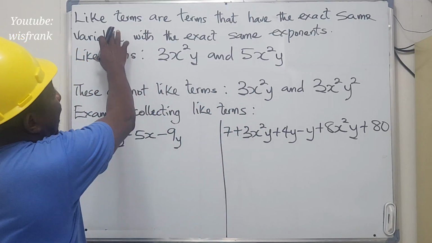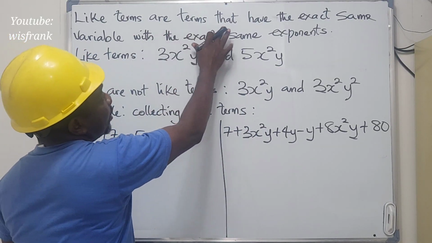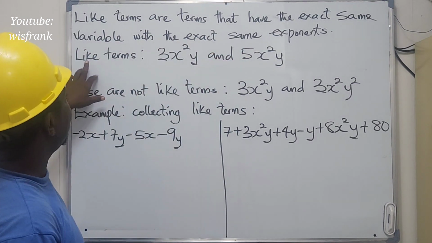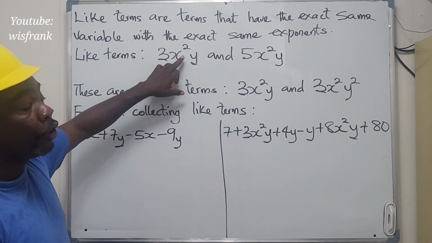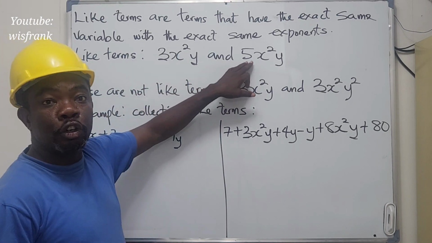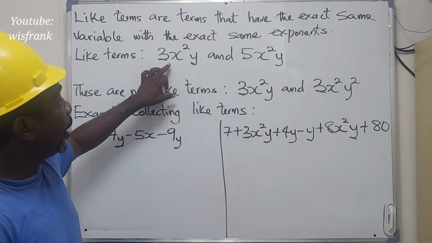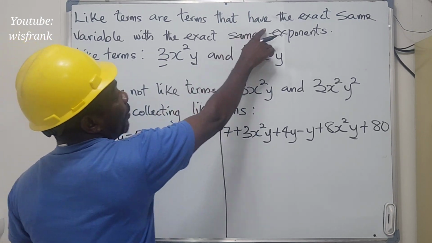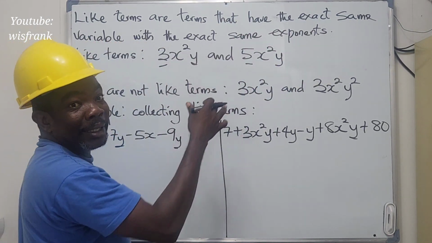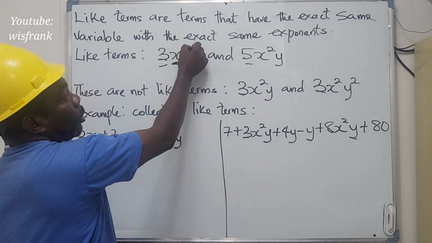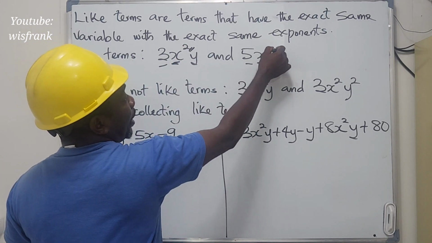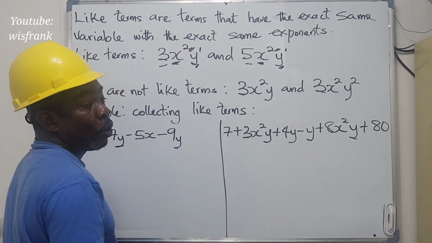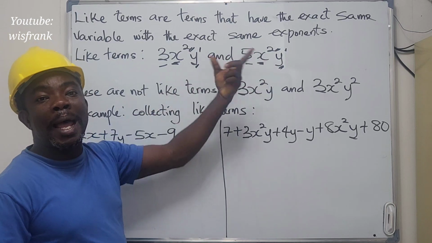So the next one is like terms. Like terms are terms that have the exact same variable with the exact same exponent. Example, where we have 3x to the power of 2y and 5x to the power of 2y. So here, even though we have different constants, they have the same variable with the exact same exponent. So this x variable has the power of 2 here, and this x variable has the power of 2 here. And we have y here to the power of 1, and also y here to the power of 1. So this and this are like terms.